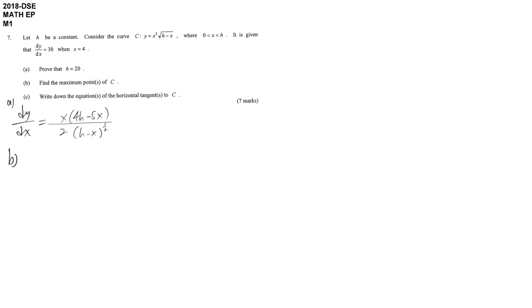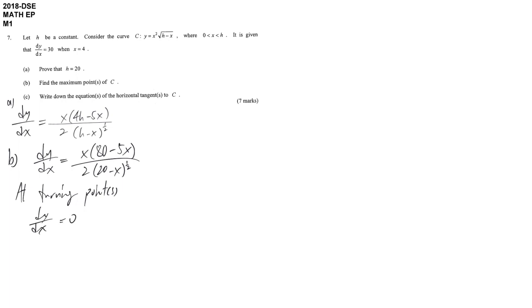In part B, we have to find the maximum point. So for the turning point, dy/dx equals 0. So update the information first. dy/dx is equal to x times (4 times 20, that means 80, minus 5x). At the turning point, dy/dx equals 0. That means x equals 0, or 80 minus 5x equals 0, so x is equal to 16. x equals 0 is rejected because x does not include 0. So we reject this part.